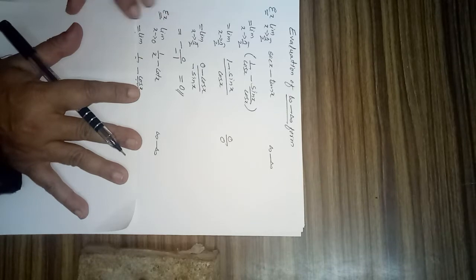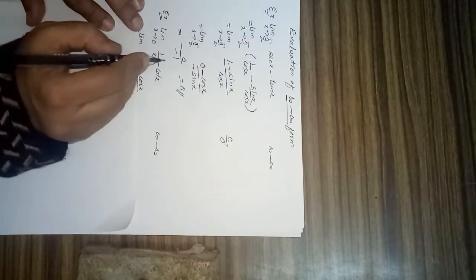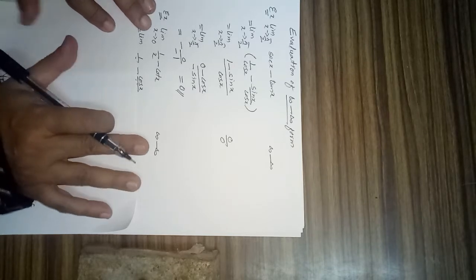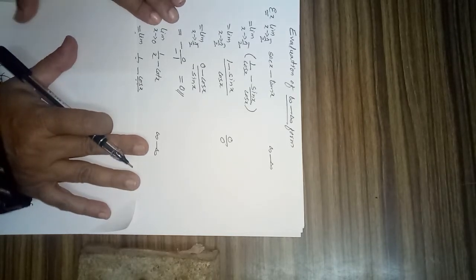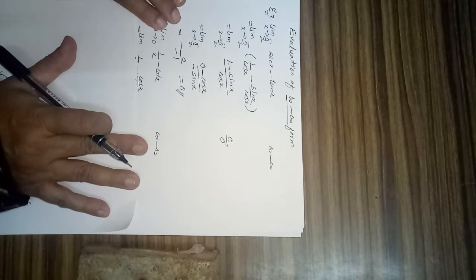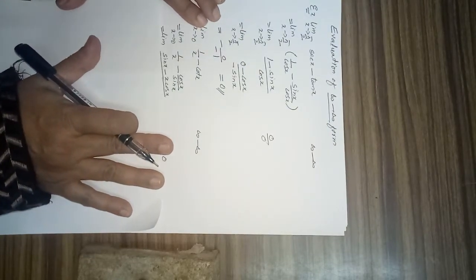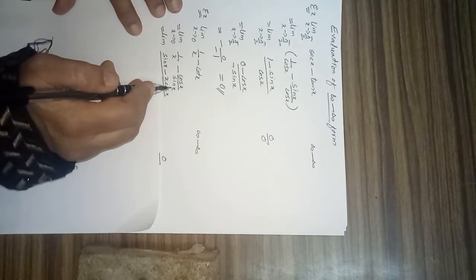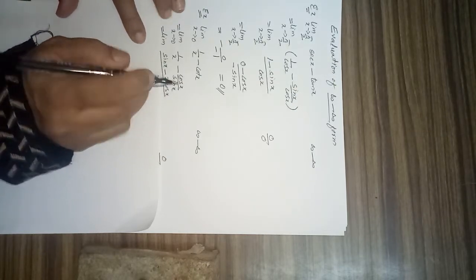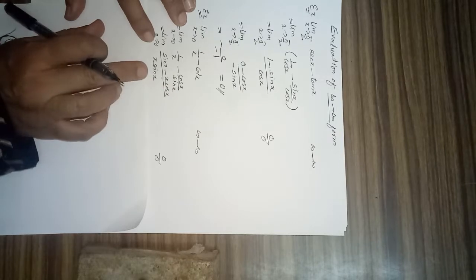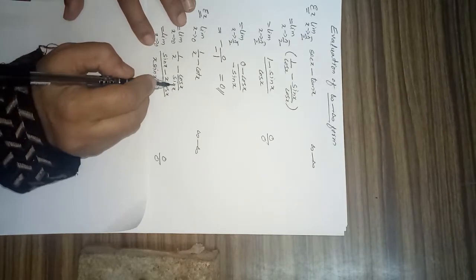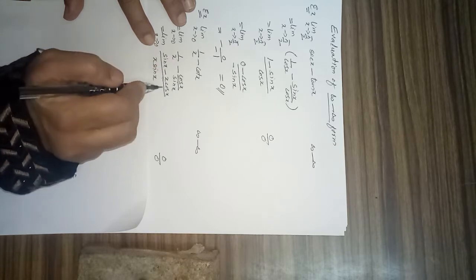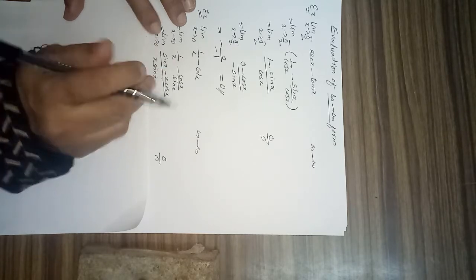Similarly, another problem: limit as x tends to 0 of 1 upon x minus cot x. Basically it is infinity minus infinity form. So we cannot apply L'Hospital's rule. So let us simplify a little. I write 1 upon x as it is, but cot x I write as cos x by sin x. Let me take LCM. It will be x sin x. Then cross multiplication gives sin x minus x cos x divided by x into sin x.